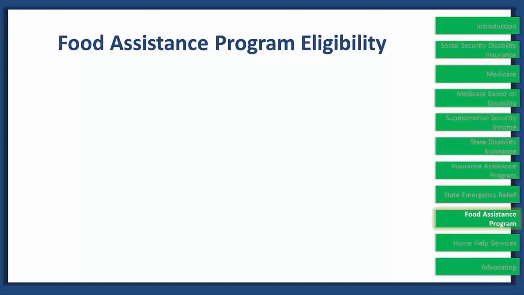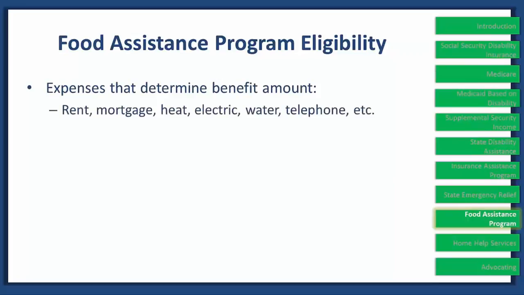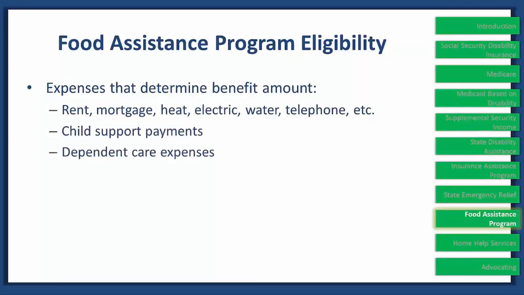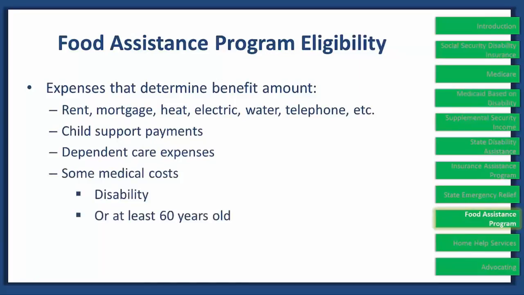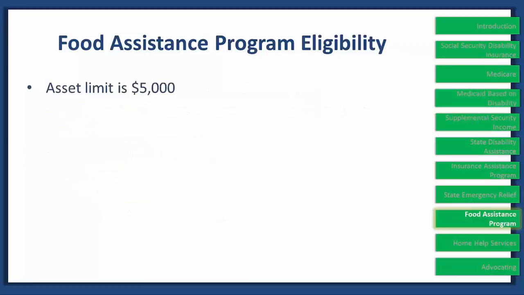limits, and residency status. Expenses that help determine the benefit amount include rent, mortgage, heat, electric, water, telephone bills, child support payments, dependent care expenses, and some medical costs for people who have a disability or are at least 60 years old. The asset limit for eligibility is $5,000.